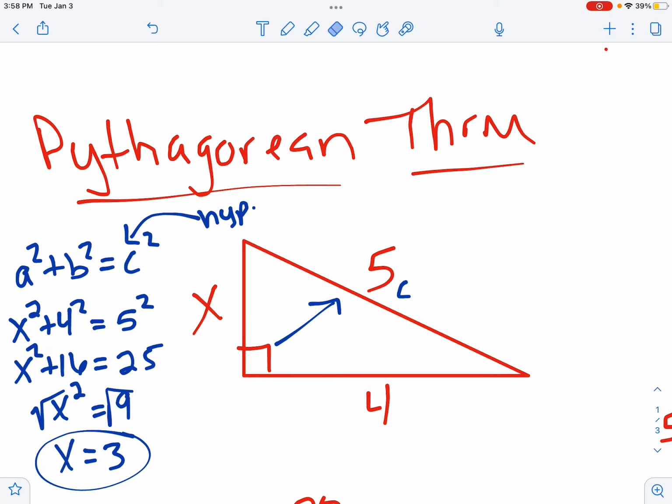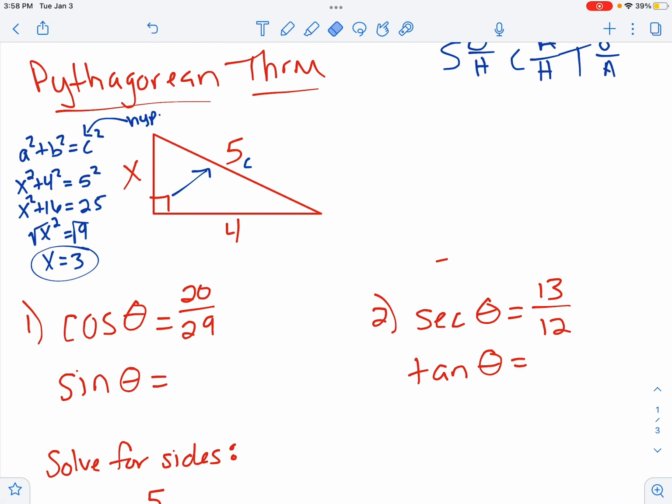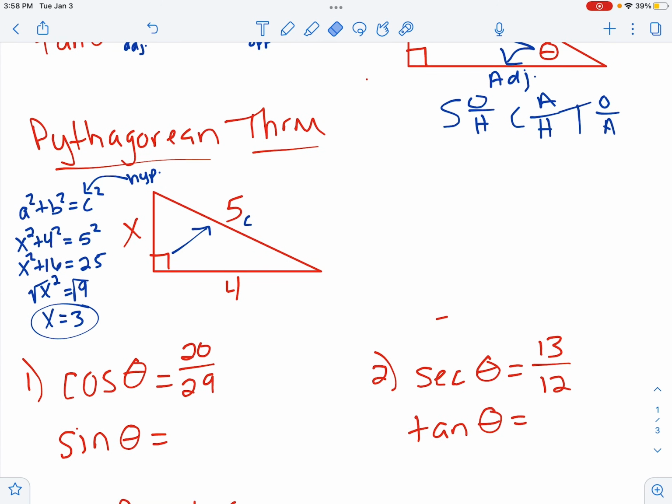So here's how this applies to what we're doing now. If I tell you that the cosine of theta is 20 over 29, I want you to tell me what the sine of that same angle is. I would suggest drawing a triangle. If I draw a right triangle right here, choose which angle you want to come from. It really doesn't matter. I'm going to come from this one right here. So cosine is adjacent over hypotenuse. Attached to that angle is 20. Across from 90 is 29.